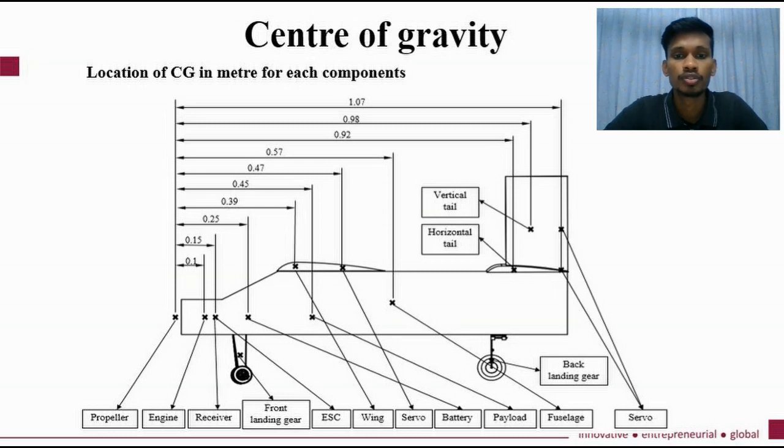The location of the center of gravity of each component in our RC aircraft and the calculations of all four centers of gravity are shown. This slide shows all the components of our RC aircraft and their distance from the front of the aircraft, which is from the propeller. As you can see here, there are 15 components in total, and all of their center of gravity locations are shown in this figure.